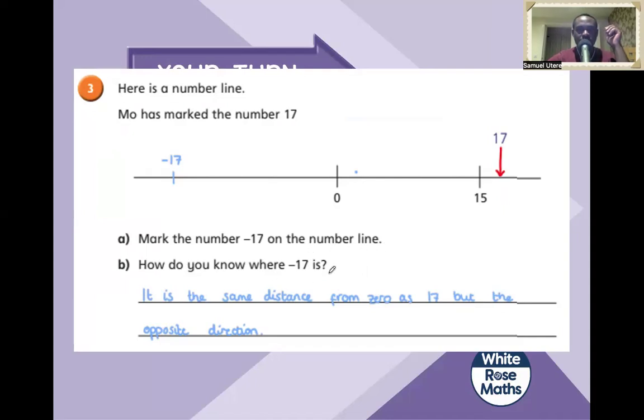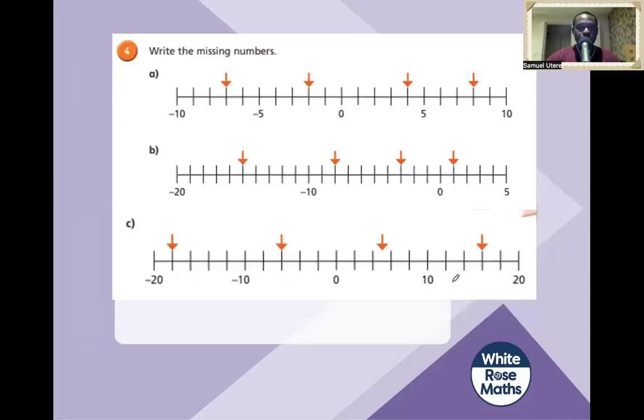How do you know where -17 is? Well, we know because it has to be the same distance from 0 as 17, but in the opposite direction. So by now, remember what we learned, that the negative number will maintain the same distance from 0 as the positive number on the right-hand side. Pause the video and answer question 4 in 2 minutes.